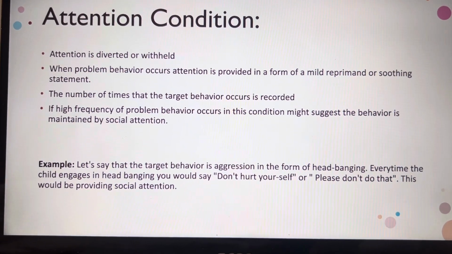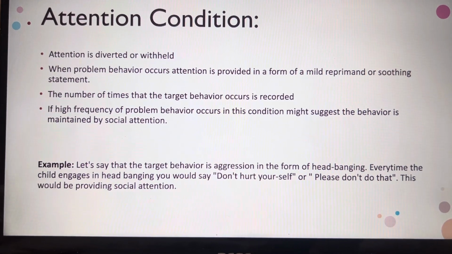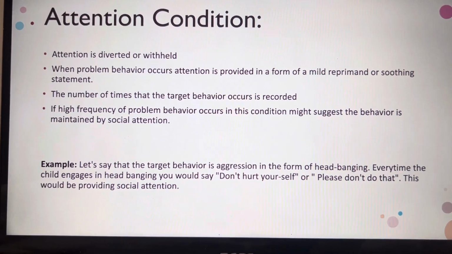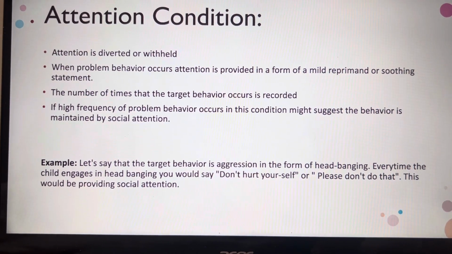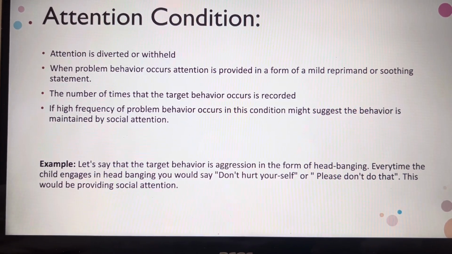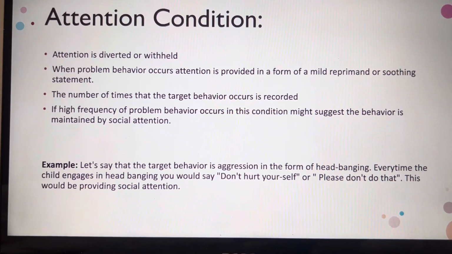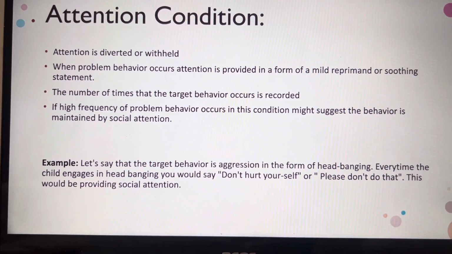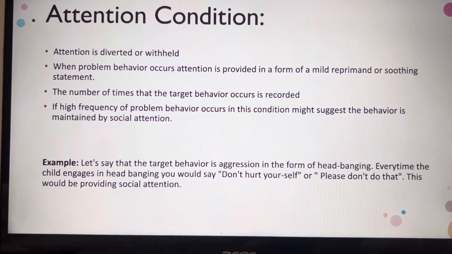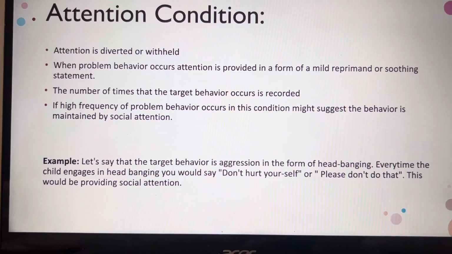Attention condition. Attention is diverted or withheld. When problem behavior occurs, attention is provided in the form of a mild reprimand or soothing statement. The number of times that the behavior occurs is recorded, and if a high frequency of the problem behavior occurs in this condition, it means that the target behavior is maintained by social attention. For example, if the target was aggression and it was head banging, every time that the child engages in head banging, you will say, don't hurt yourself, or please don't do that.